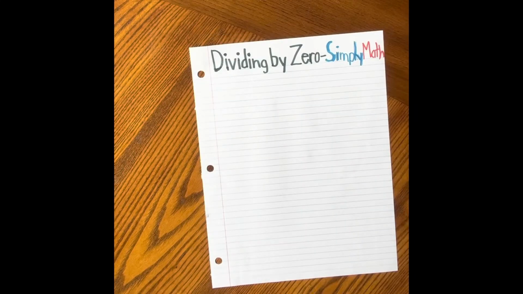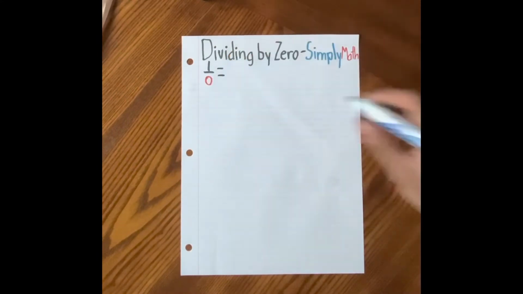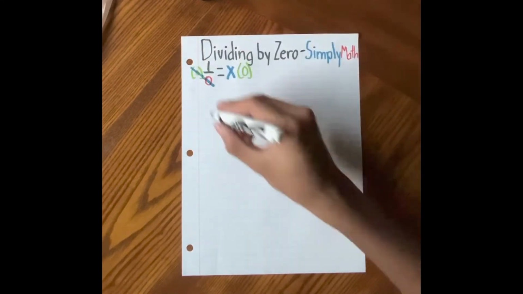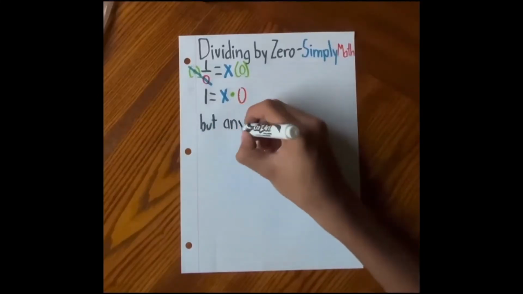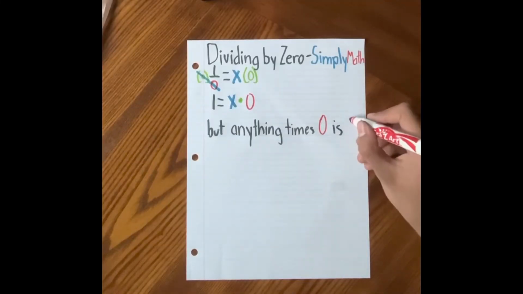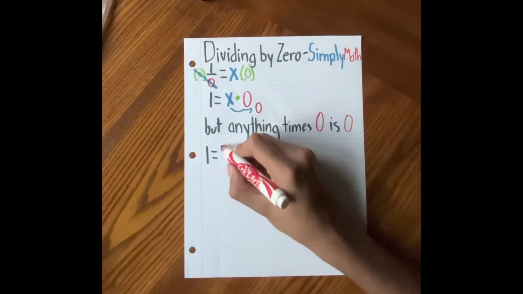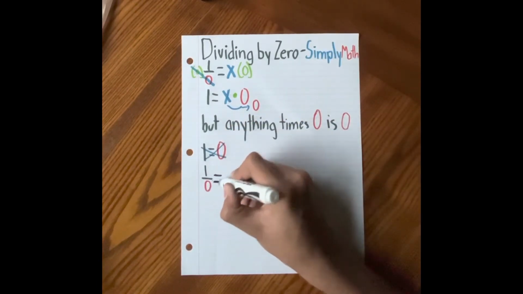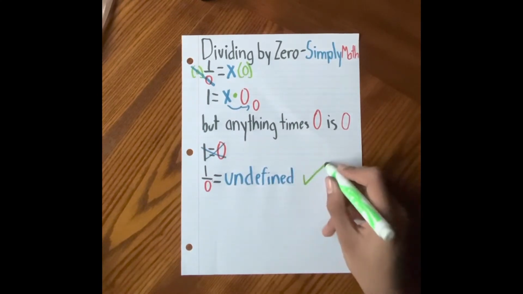Now let's move on to another method. This time we're going to do the multiplication method. So suppose 1 divided by 0 is equal to a number called x. If we multiply both sides of the equation by 0 and cancel out the zeros on the left side, we're left with 1 is equal to x times 0. But we already know that anything times 0 must be equal to 0. And if we rewrite the equation, 1 is equal to x times 0, but x times 0 is equal to 0, we're saying 1 is equal to 0. But that's clearly wrong. And so we say that 1 divided by 0 is undefined. And that gets the check of approval.